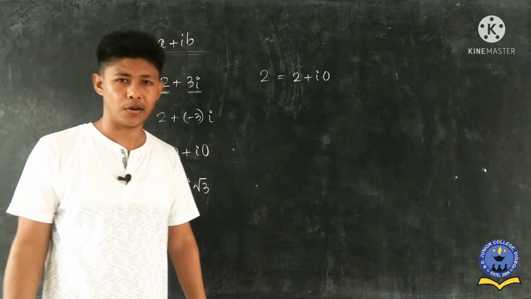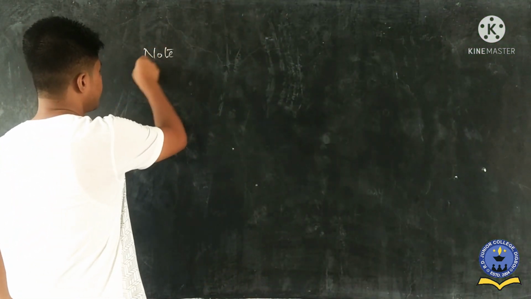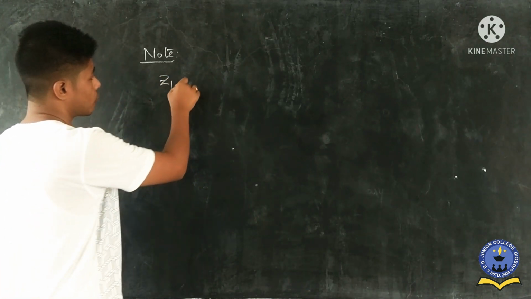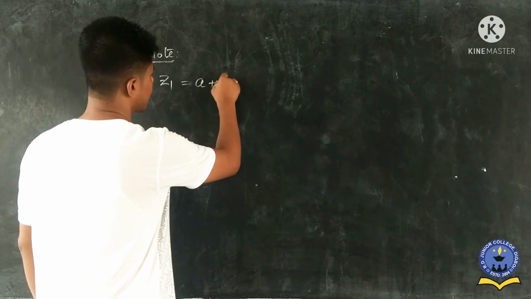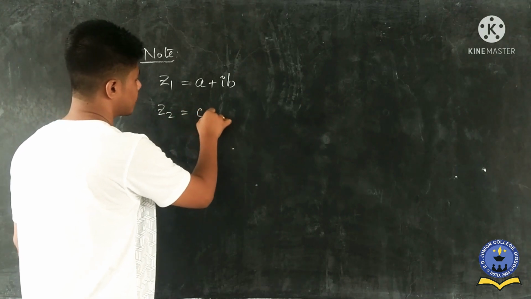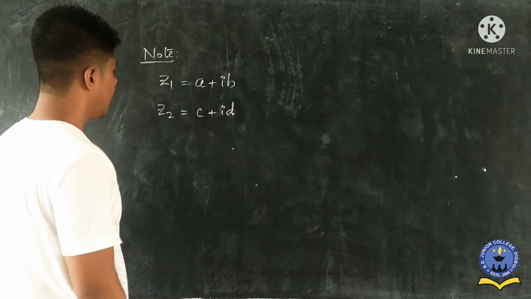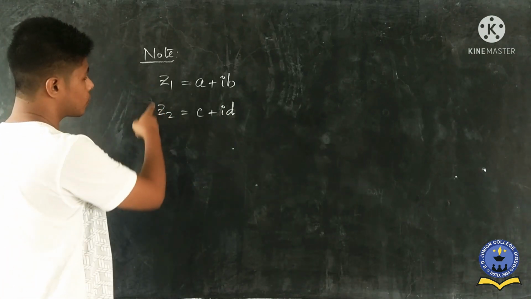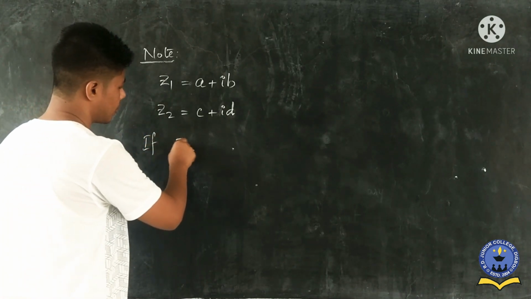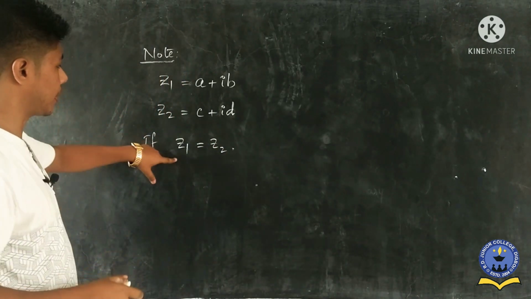Is it clear? Okay. Now let's take a note here. Suppose we consider two complex numbers, the first one z1 equals a plus ib, and another complex number z2 equals c plus id. If anyone asks you when these two complex numbers are equal, suppose z1 equals z2, what are the conditions we need for these two complex numbers to be equal?